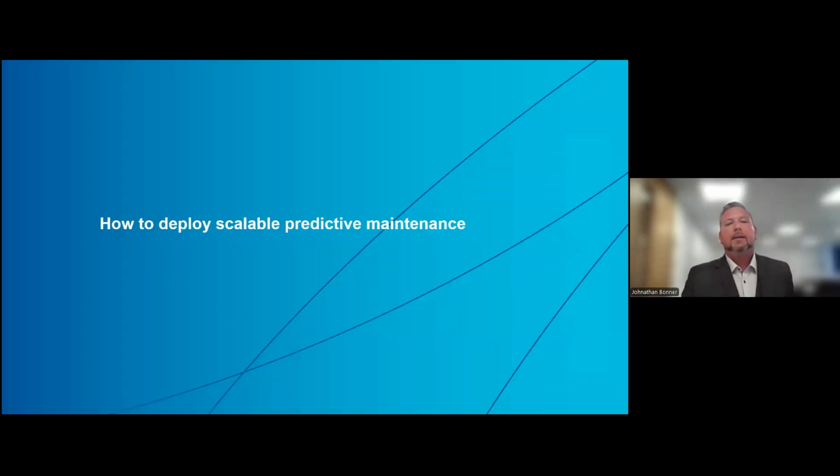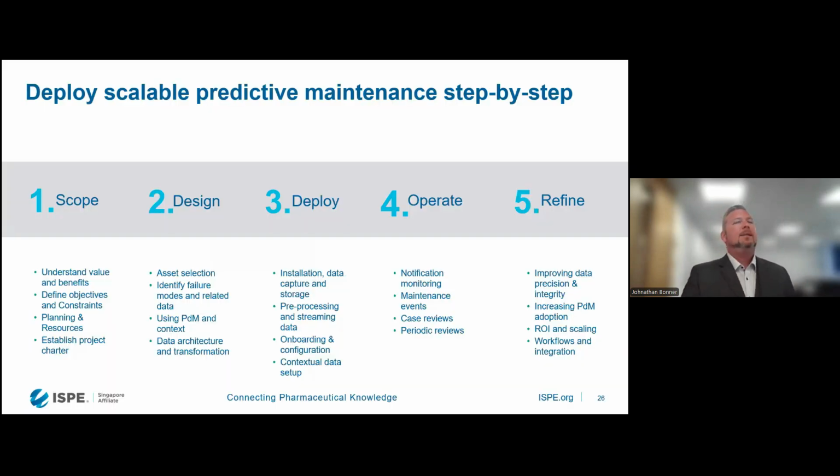How do you deploy scalable predictive maintenance in your environment? At Siemens, we have come up with what we believe is a best practice approach to investigating, implementing, and scaling predictive maintenance, and it's designed to be customized to your environment. So this methodology comes in 5 phases, and we'll go into the detail of these, but this is scope, design, deploy, operate, and refine. And it is the best practice approach that we have created fit for purpose for us.